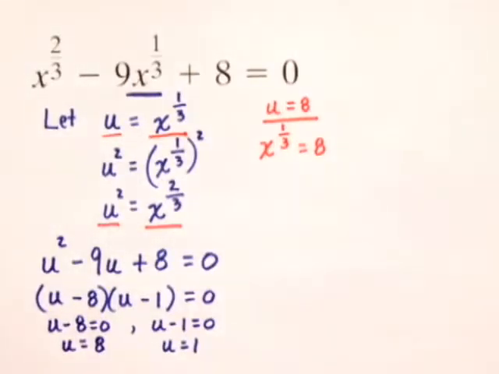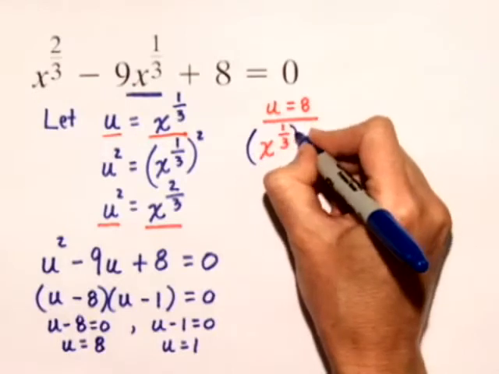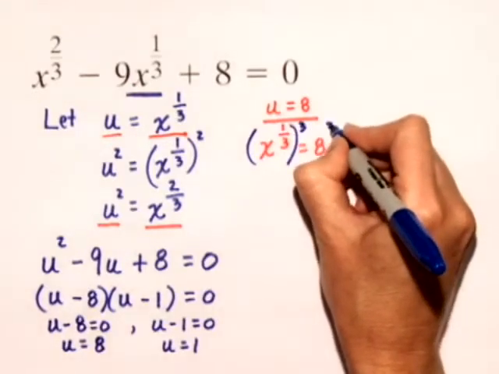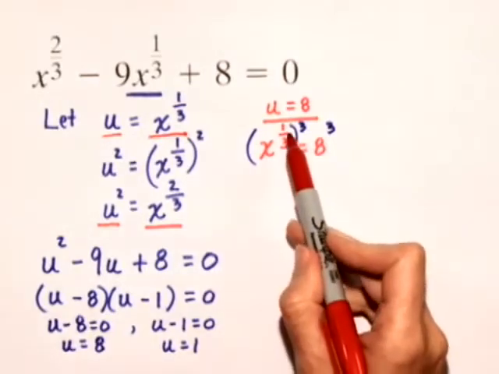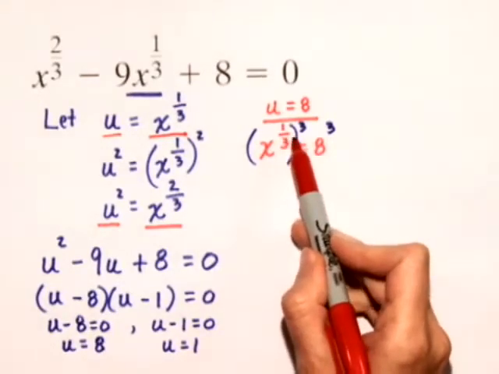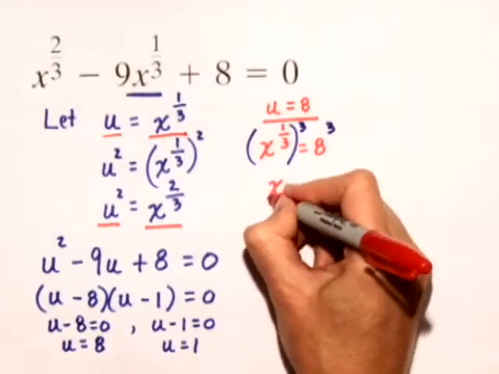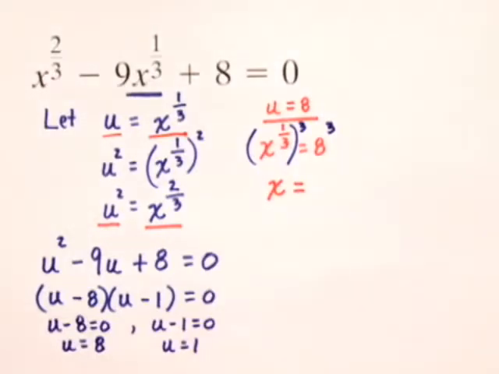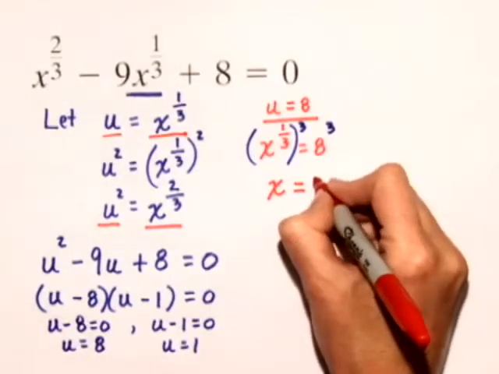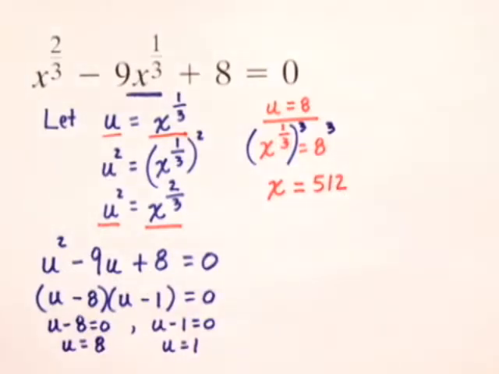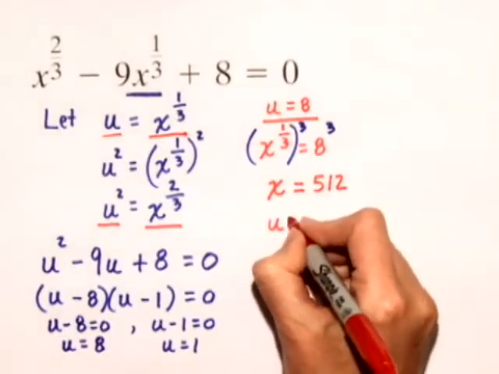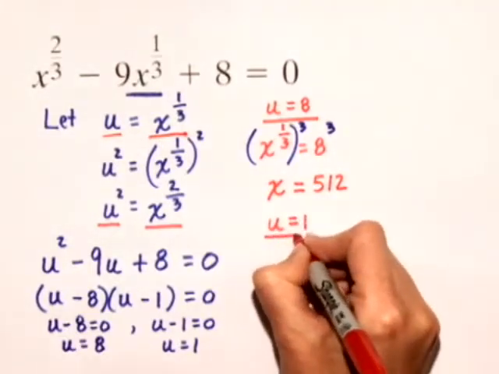We can solve this equation by raising both sides to the 3rd power. When we raise x^(1/3) to the 3rd power, 1/3 times 3 gives us 1, so we just have x equals 8 to the 3rd power, which is 512. That's our first solution.